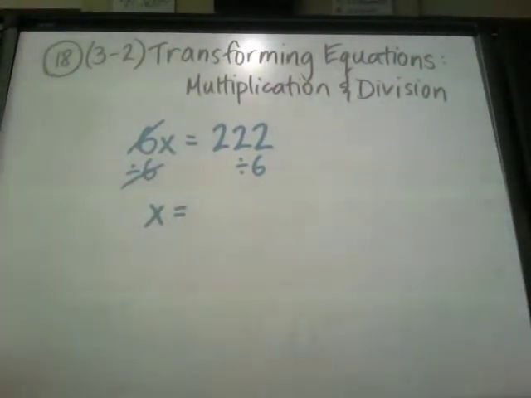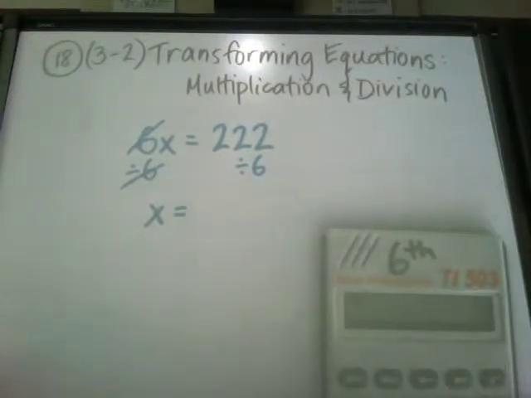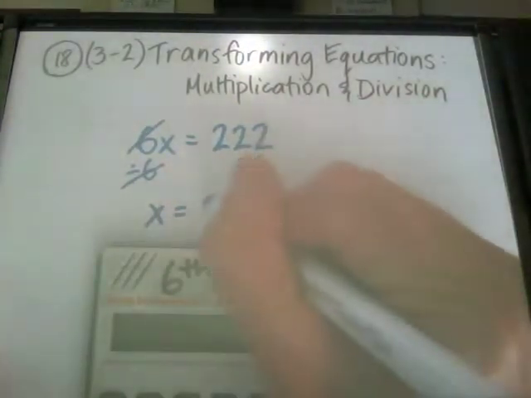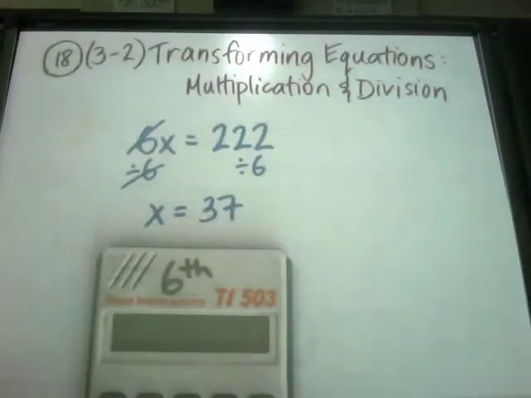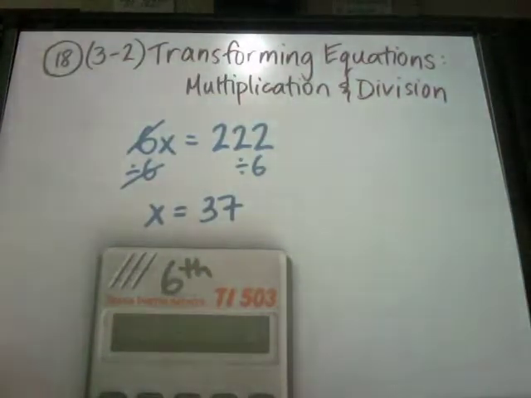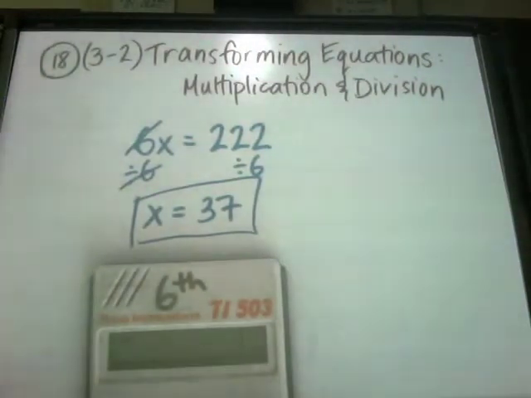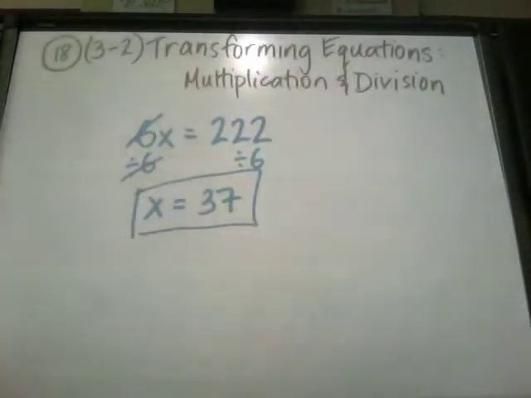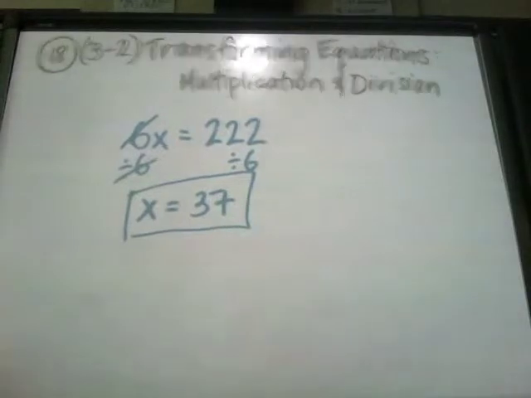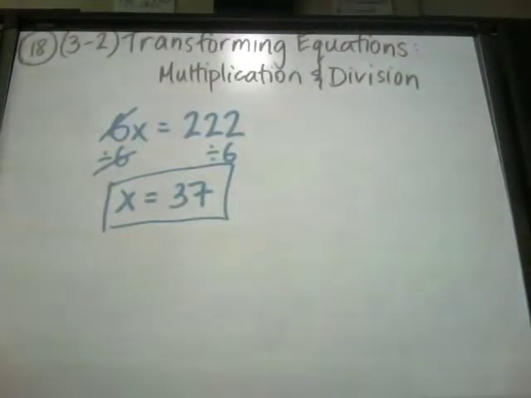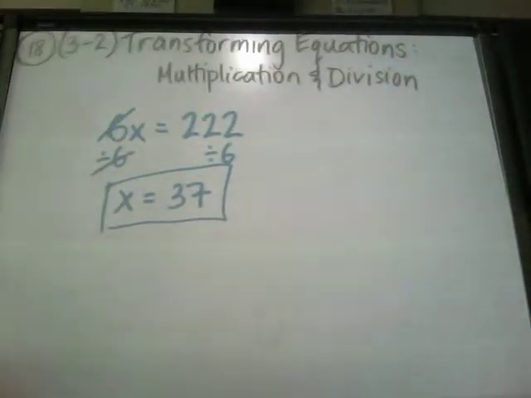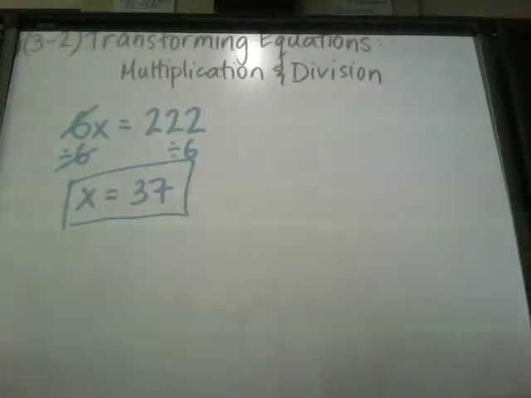222 divided by 6. If you're using your calculator, just check the screen to make sure that you punched in the right numbers. If you type it wrong on your calculator and you get the wrong answer, it's still just a wrong answer. So there's one way, one example, multiplication. Pretty simple. We have done problems like that. So that should not be too difficult, but you will see some that are a little more difficult.